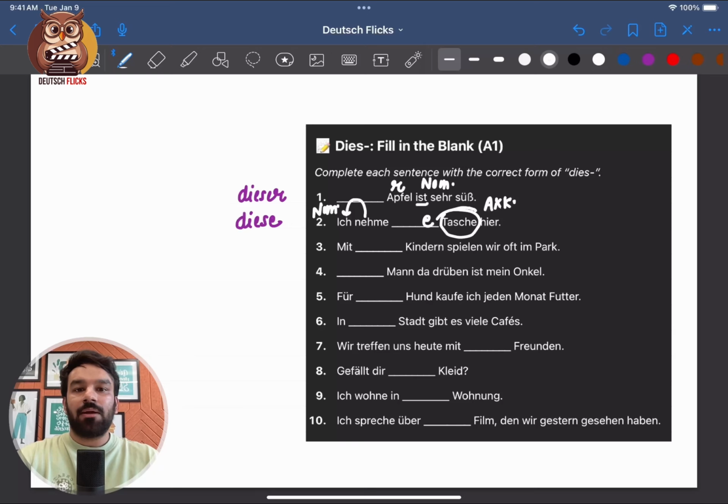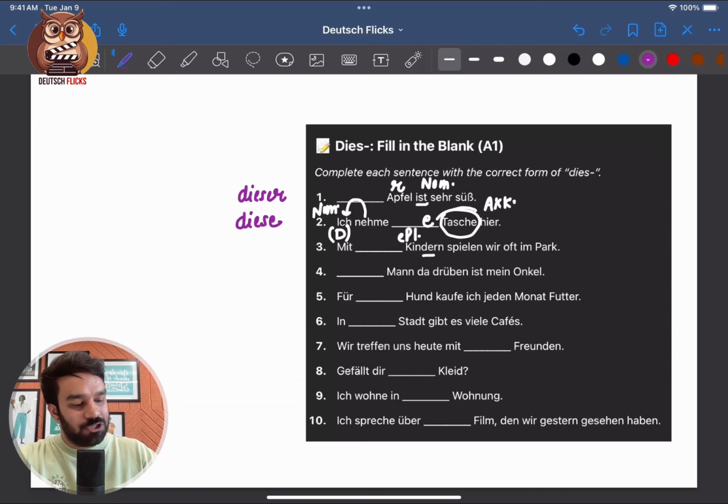Nummer 3. Mit Lücke Kindern spielen wir oft im Park. So it will be: with these children we often play in the park. So mit is a dative preposition. We have Kindern, which is plural. Also there is an extra n attached. So we'll go with diesen. Mit diesen Kindern spielen wir oft im Park.